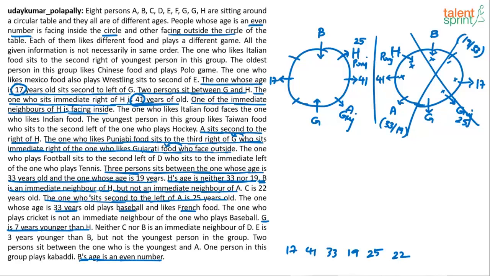Then what did I do? What else did I use? I think I used this point next. That 3 persons sit between 33 and 19, so which means 33 and 19 should be opposite to each other. If 3 persons sit between 33 and 19, they have to be opposite to each other.